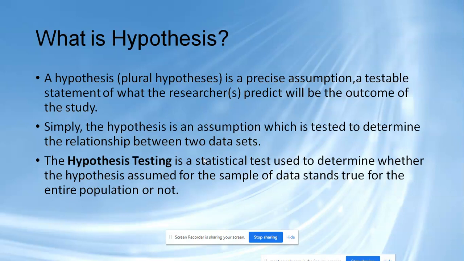So you take out a sample. The sample can be, let's say, 300 respondents in your locality, and you circulate the questionnaire to them. So that 300 is your sample, and 1 crore is your population.